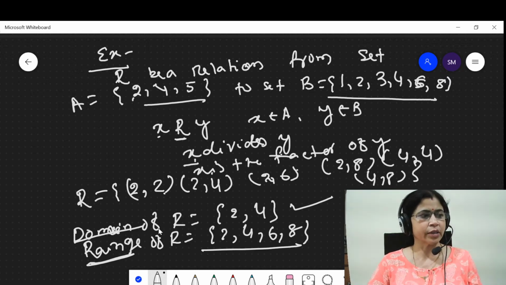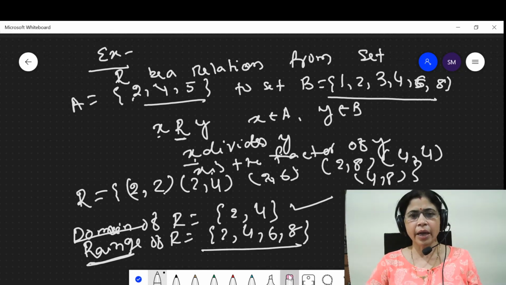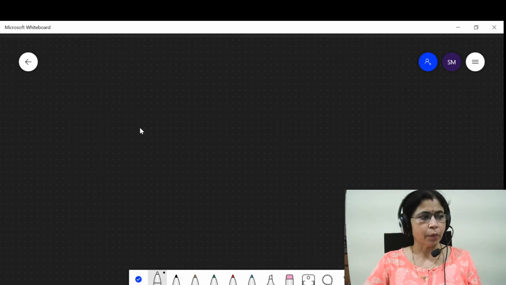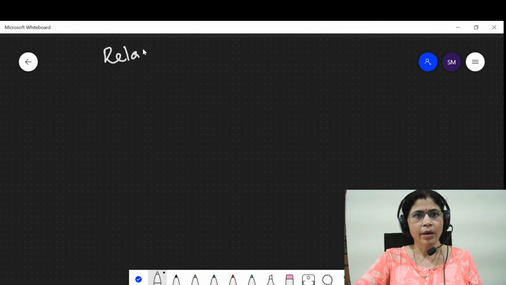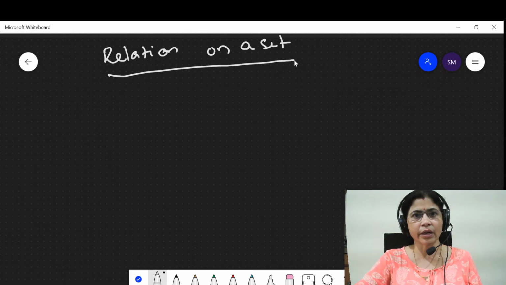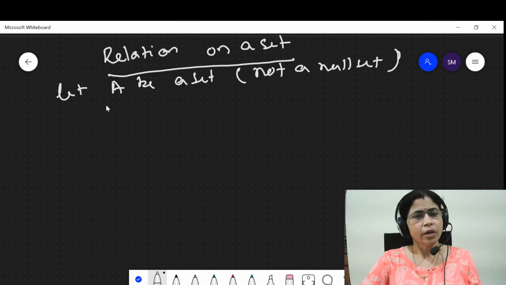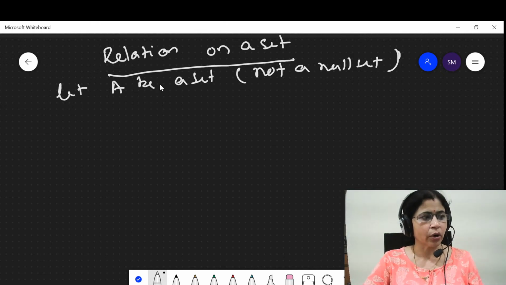Then the relation on a set. A, B are non-void sets, means if A is a set, it is not a null set. Relation on a set. Suppose here let A be a set, not a null set, means A contains some elements.